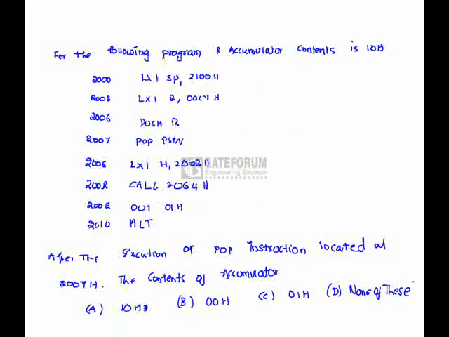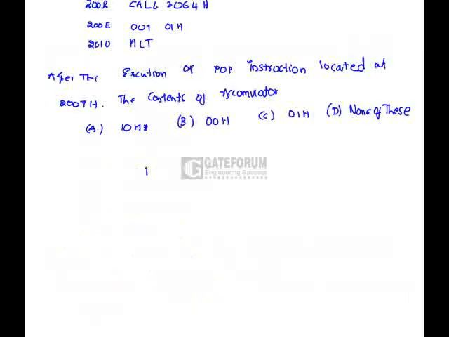For the following program, the accumulator contains 10H before executing this particular program. What will be the accumulator content after the execution of the pop instruction, which is located at 2007H? First of all, what do you mean by PSW? We have to know. PSW is nothing but a 16-bit register whose higher order byte is the accumulator, whose lower order byte is the flag register.